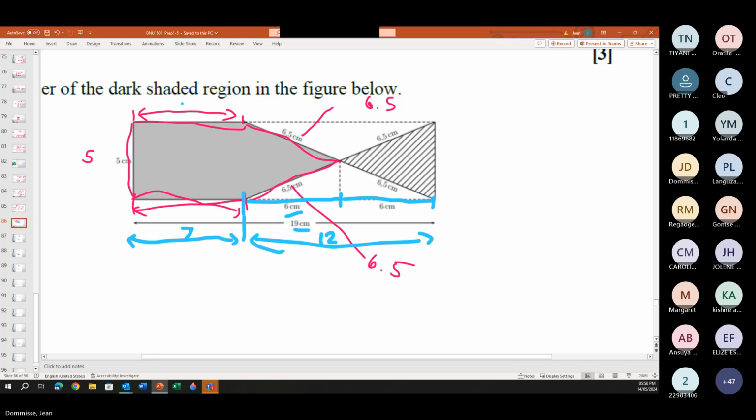So again, if this is 7, same for the above, 7. So now we have that the perimeter of a gray shaded area is 7 and 7, plus the 5, plus the 6.5, which is that one, plus the 6.5.